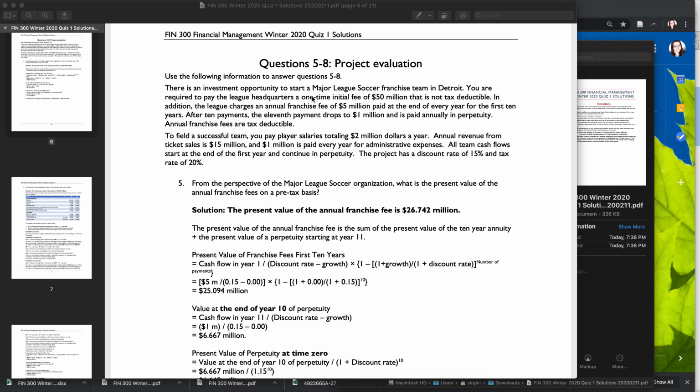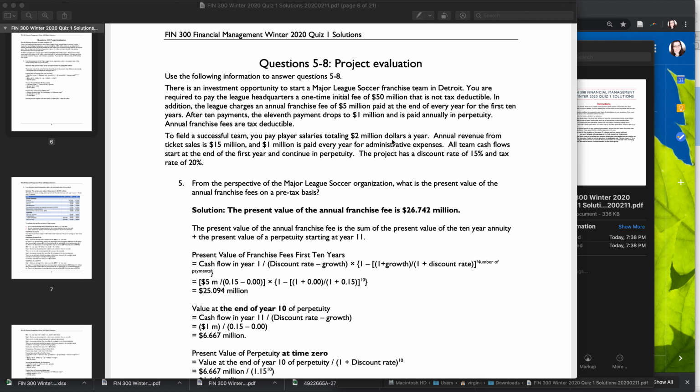You have to pay a one-time fee of $50 million. The league charges an annual fee of $5 million. You pay it at the end of every year for the first 10 years, and then on the 11th payment, it's $1 million, and you have to pay that every year in perpetuity. The franchise fees are tax deductible.